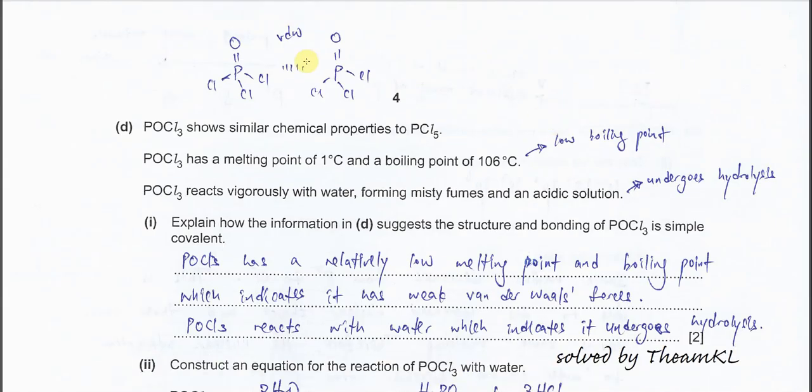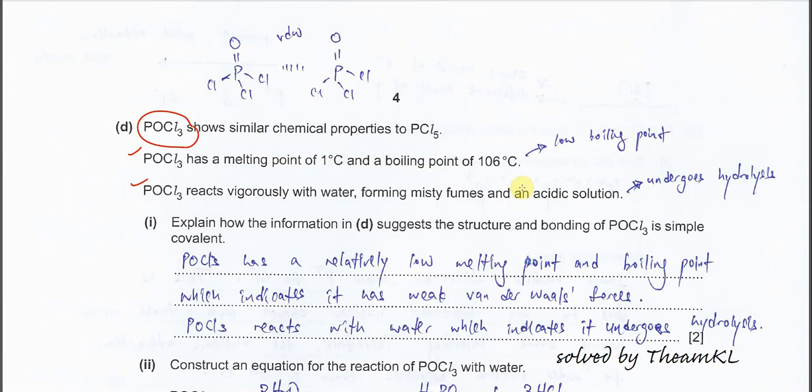Part D. Now we have POCl3 and PCl5, but this question is mostly about POCl3. It's mentioned that it has similar chemical properties to PCl5. And these two statements are very important because they tell us the structure is simple molecular. POCl3 has a melting point of 1 degree C and a boiling point of 106 degrees C. This is actually quite low. It shows that POCl3 has a simple molecular structure.